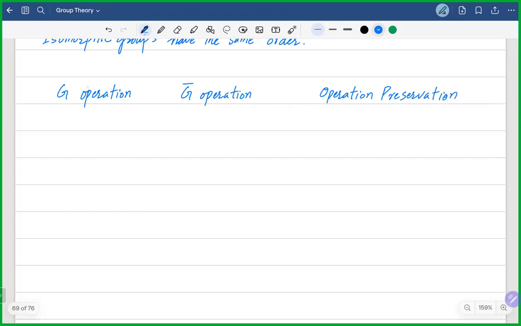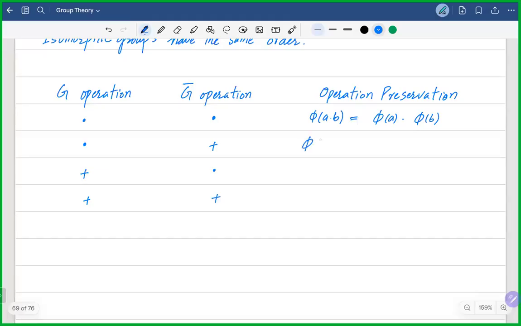Okay, so let's say we have multiplication. Again, multiplication, we denote that by dot, and then we have addition, now we have multiplication again, addition, multiplication, addition. Then what will be the operation preservation? So that is going to be phi of A dot B here, because that's the operation of G. And over here, we can also write phi of A dot phi of B, because that is going to be the operation of G bar.